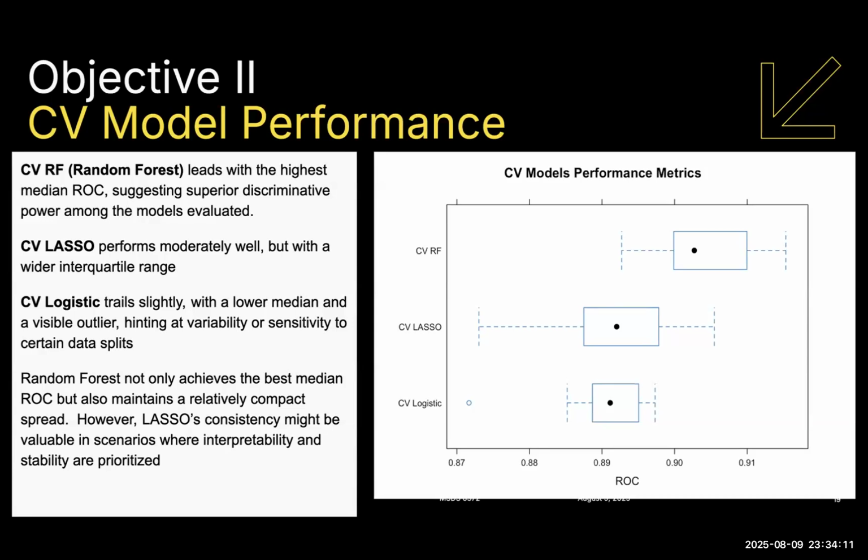But we will see that cross-validation logistic regression is not really doing well there, because it has a lower median, and the whiskers of the box plot are lower. That means it's hinting at variability, or sensitivity to certain data splits. So we want to pay attention to cross-validation lasso, and we'll also be paying attention to random forest as well. So this is great insight from this plot.